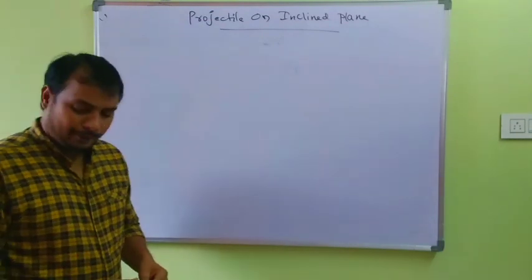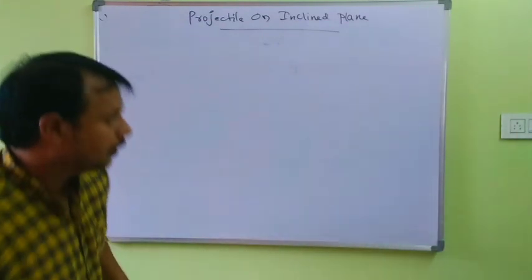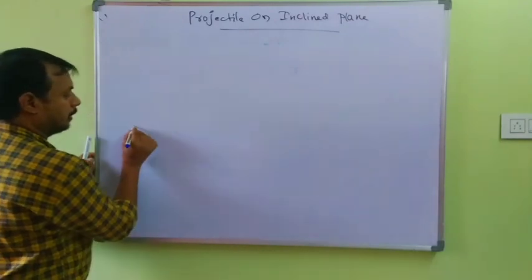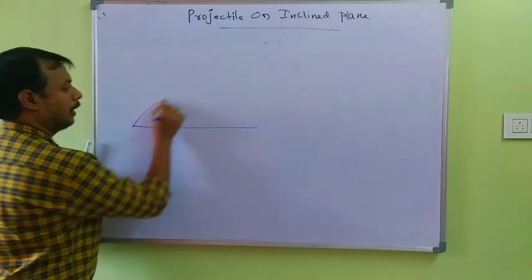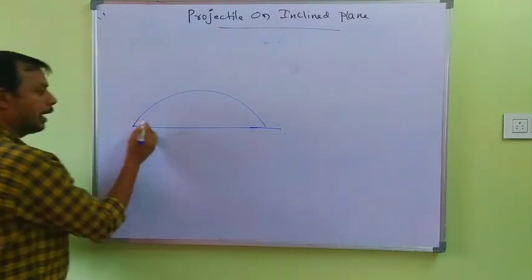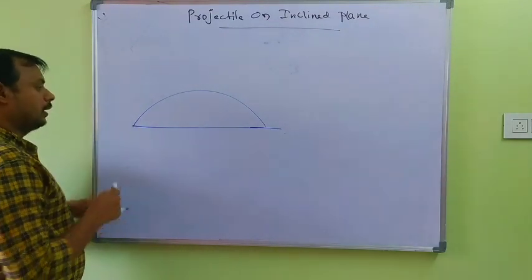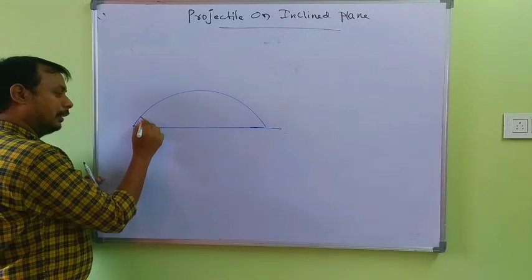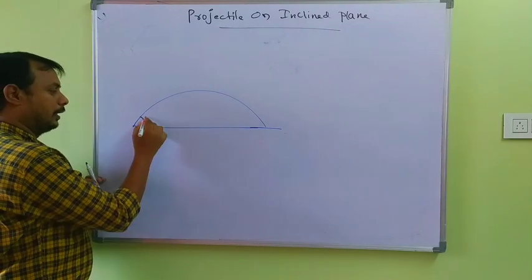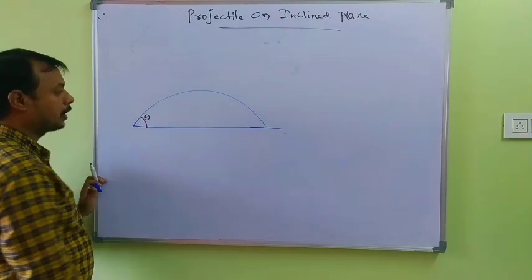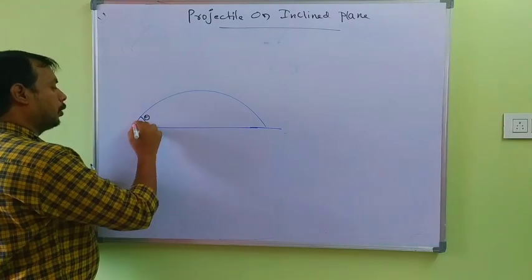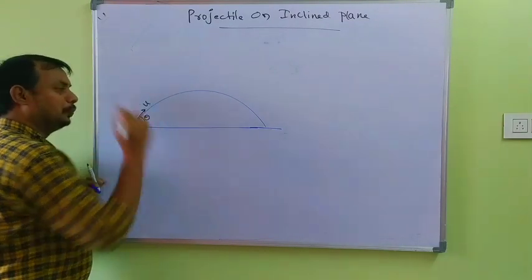Okay. So already we know about oblique projectile. This is an example of an oblique projectile. The angle with the horizontal is alpha, theta, whatever it may be. So this is the angle with horizontal, theta, in an oblique projectile. The body is projected with velocity u.